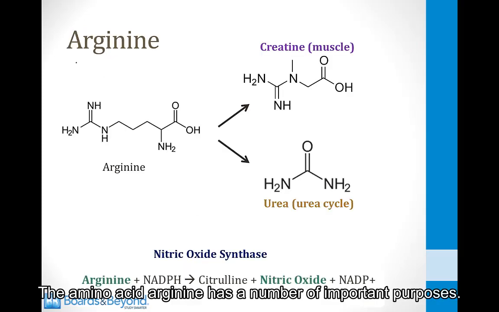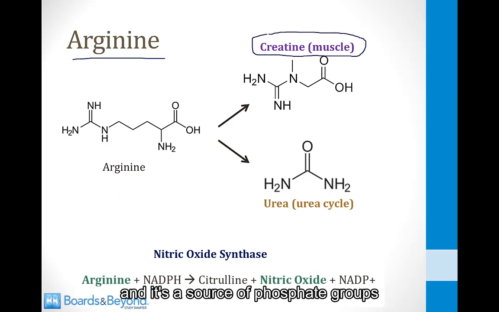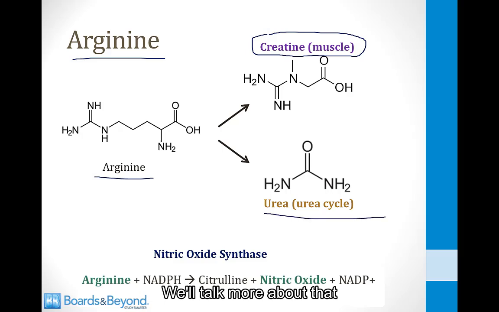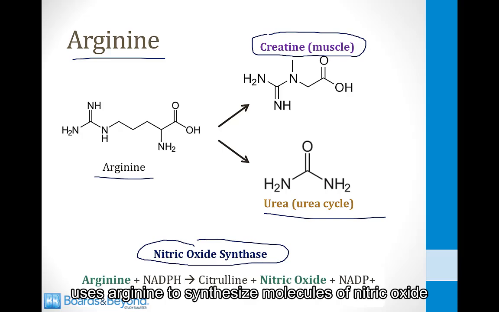The amino acid arginine has a number of important purposes. It can be used to create creatine, which is found in muscles, and it's a source of phosphate groups to generate ATP during exercise. Arginine is also a component of the urea cycle, and it can be metabolized into urea. We'll talk more about that in the module on ammonia handling. And then finally, the enzyme nitric oxide synthase uses arginine to synthesize molecules of nitric oxide, which is a very important vasodilator.